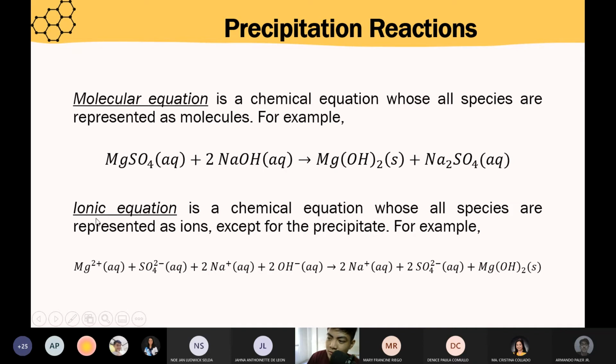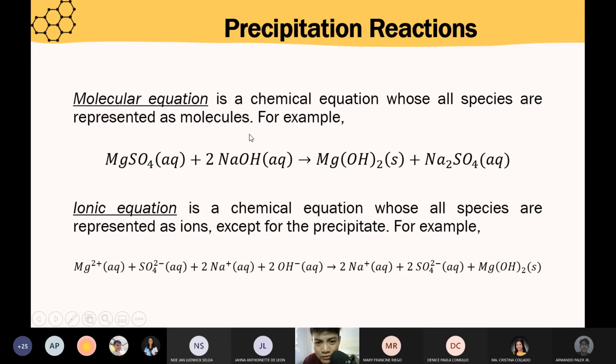So, itong MgSO4, I can split it as Mg2+ and SO4 2-. Sodium hydroxide, I can split it as Na+ and OH-. Sodium sulfate, I can split it as Na+ and SO4 2-. Pero yung magnesium hydroxide, you should not touch it. Lagay mo lang siya dun sa dulo. Again, kapag solid, hindi mo siya gagawing ions.